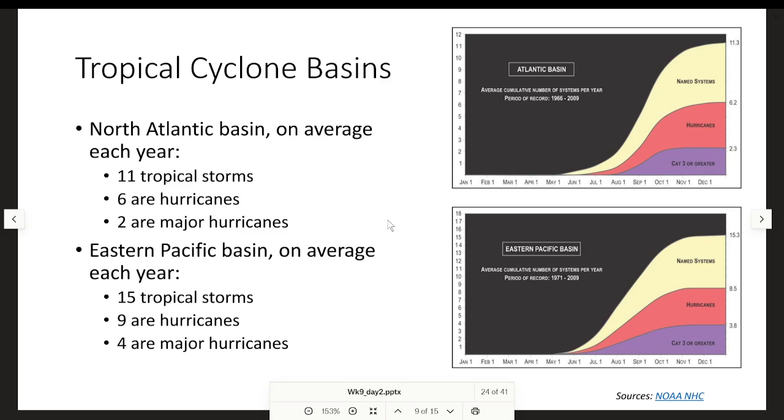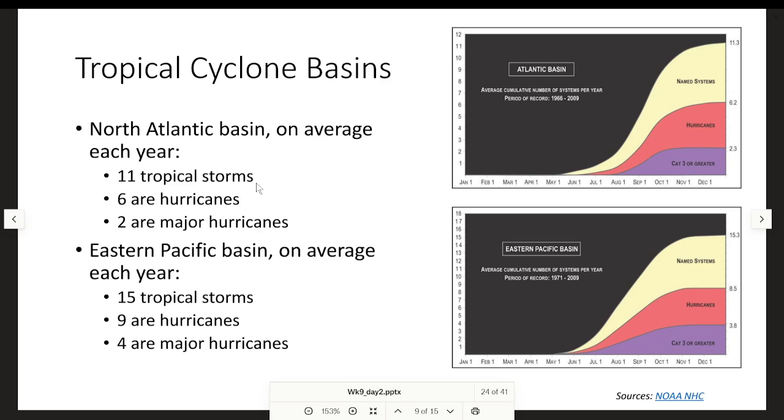Okay. Some graphics. So, in the North Atlantic Basin, what we're primarily concerned with, on average, they get 11 tropical storms. 6 of these are hurricanes, and 2 are major hurricanes. So there's 11 named systems, and of those 11, 6 of them are hurricanes, and of these 6, 2 of them are major hurricanes.